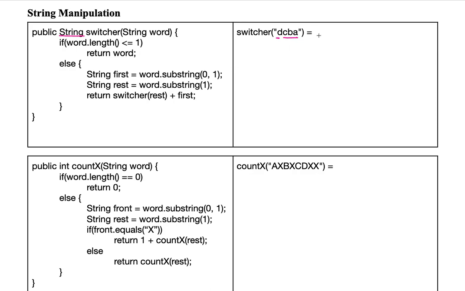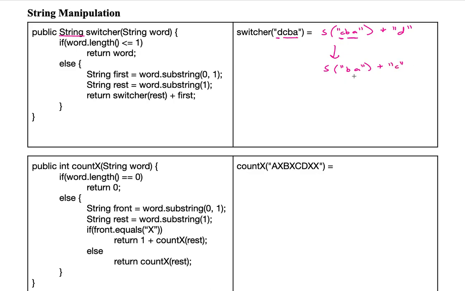And what it says is we're going to call the switcher function, which I'm just going to call S, on the rest, which is CBA, and we're going to add that with what the first thing was, which was D. So what does S, the switcher function on CBA, do? Well, the length is not less than or equal to 1, so once again it's going to get the first letter, which is C, and the rest of it, which is BA, and it's going to call switcher on the rest, which was BA, and add to that the first letter, which was C.